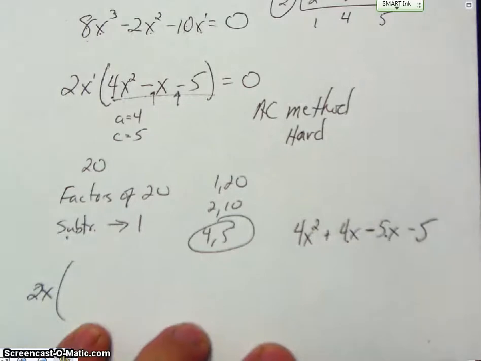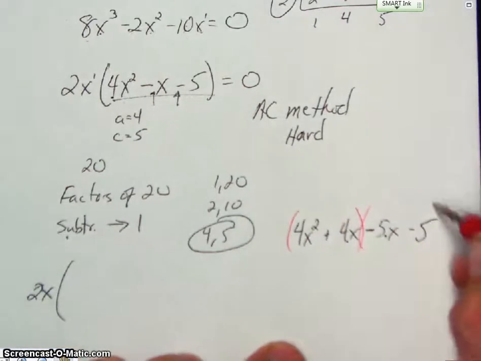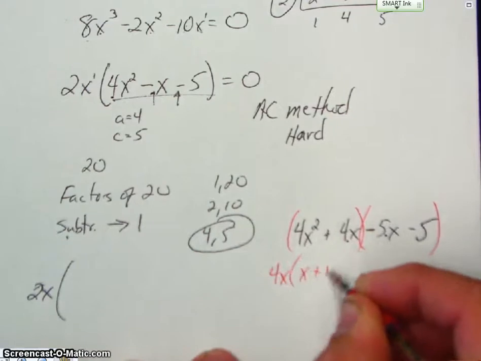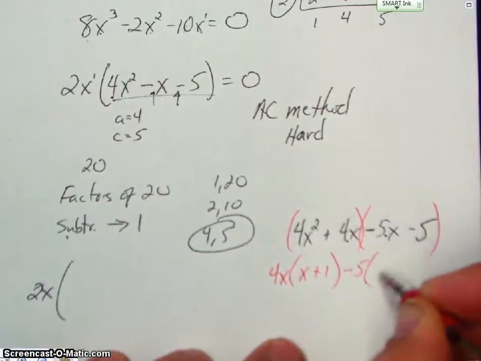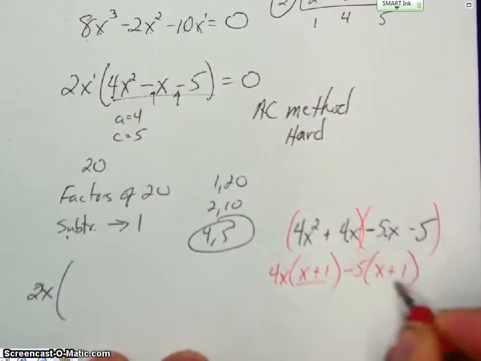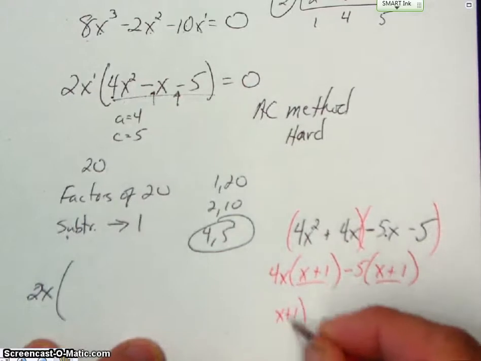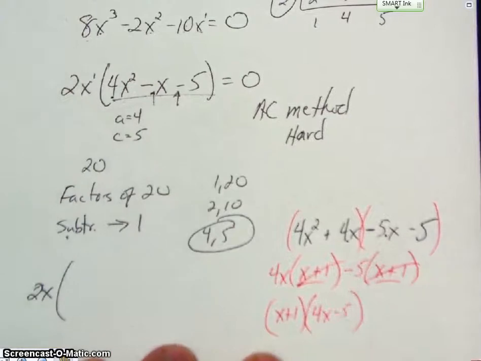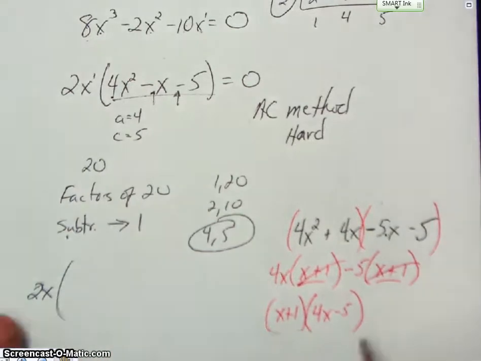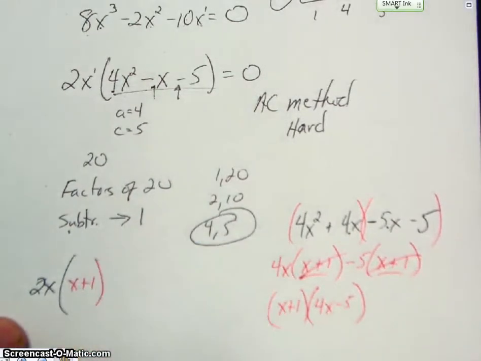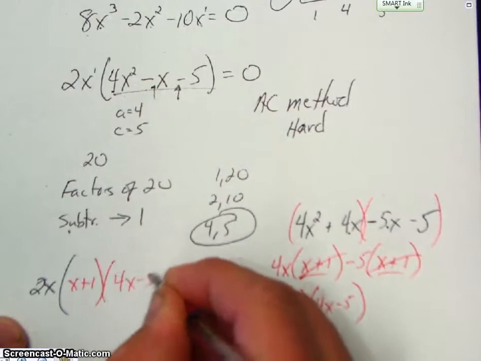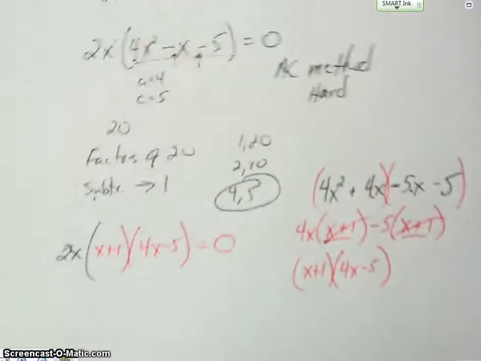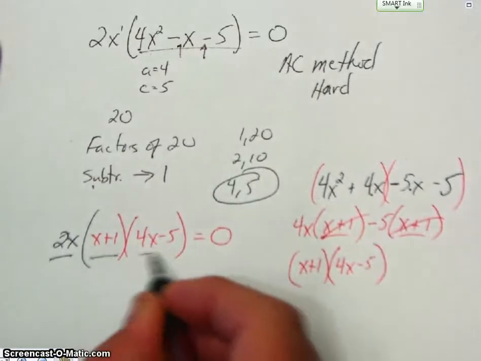Now we go into the process of factor by grouping. So now I factor out 4x, so I get x plus 1. Factor out negative 5, I get x plus 1. Those are the same. So I keep that, cross them out. What's left over goes in their own parentheses. So we have factored that, so I'll bring it over here now.